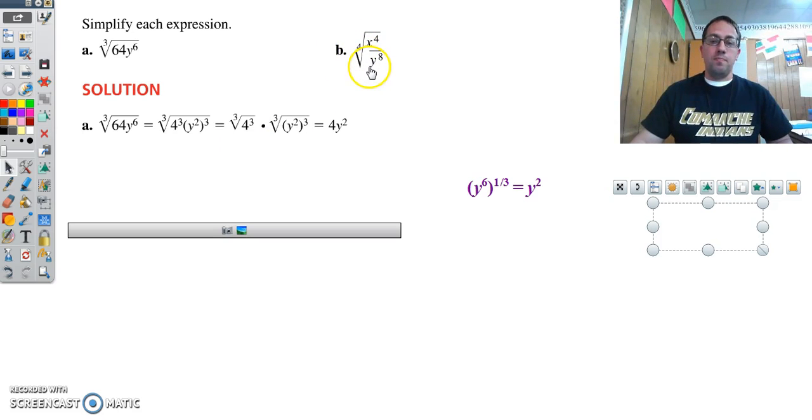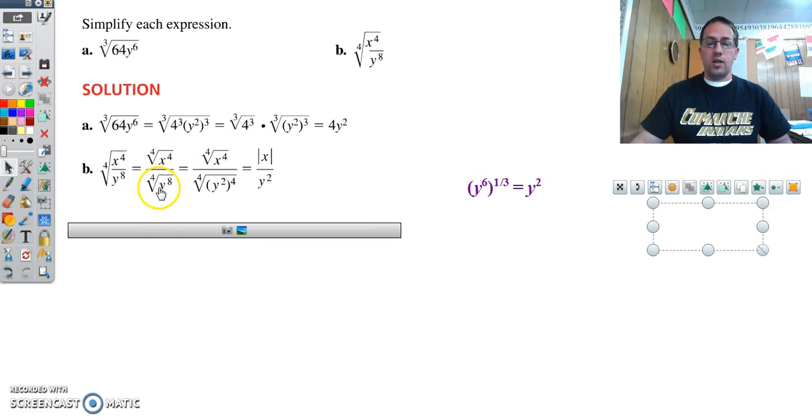So let's take a look at b. Here we have the 4th root of x to the 4th over y to the 8th. Now remember, if we have this, we can break that up: 4th root of the numerator, 4th root of the denominator, right? So the 4th root of x to the 4th over the 4th root of y to the 8th.